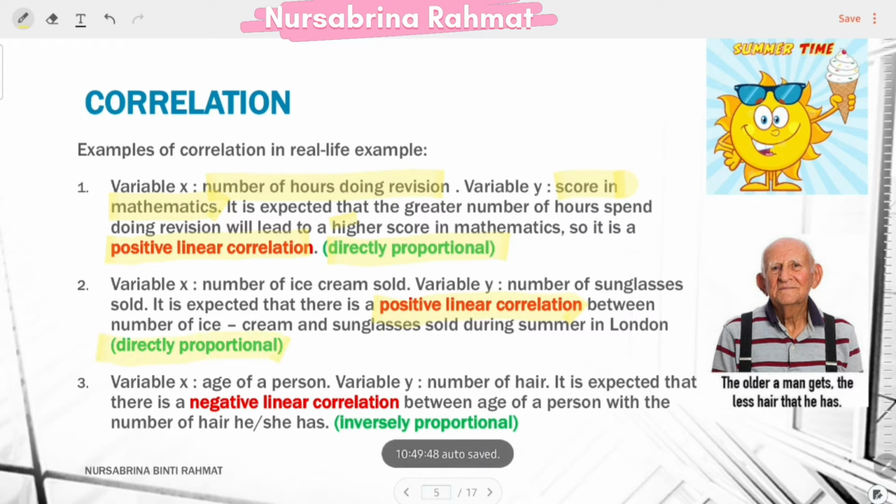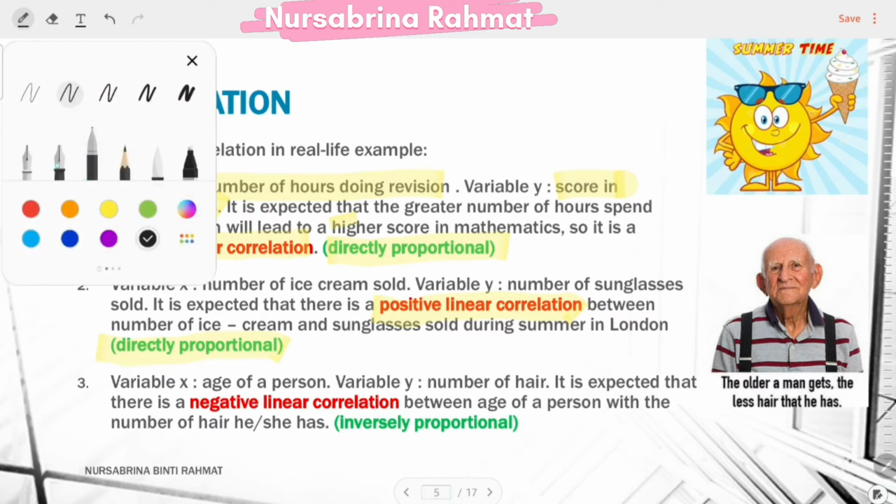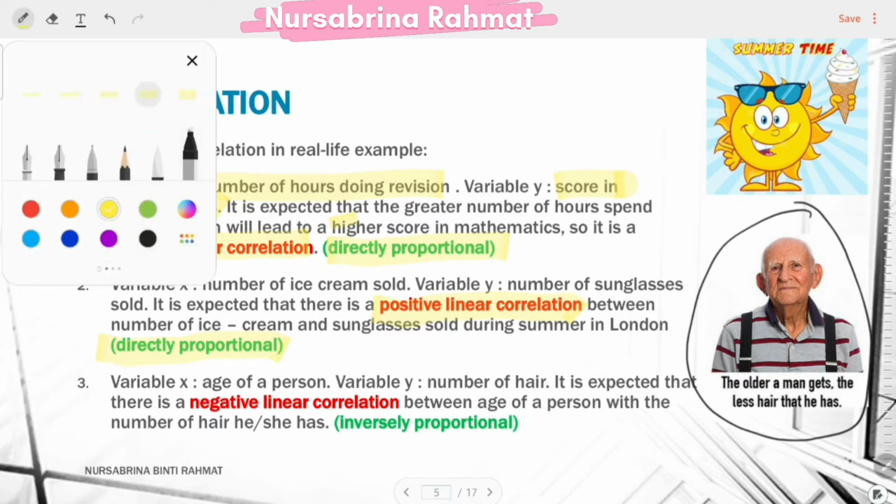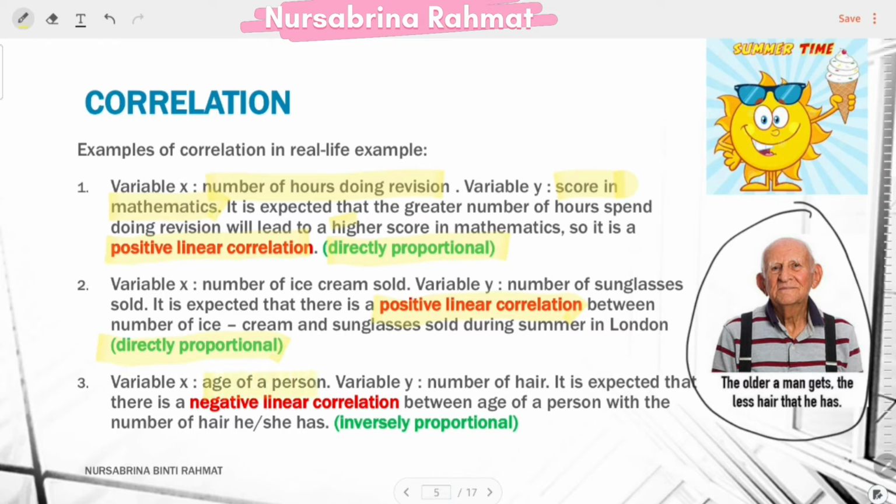But, as you can see in the picture on the right side, with this old man, the number of hairs that he has will decrease every day as he grows older. So that is an example of negative linear correlation, between age of a person and number of hairs. The older a man gets, the less hair he has. So it's a negative linear correlation and inversely proportional. So how do we identify whether the correlation is strong, weak or moderate? We have to calculate.